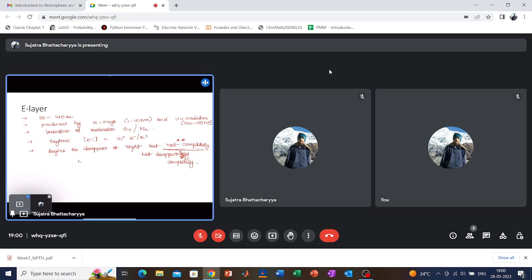Okay. This is another thing which I have to make, and mostly the reaction is like this: N2 plus oxygen gives O2 plus nitrogen. This kind of reaction generally takes place near the E layer.